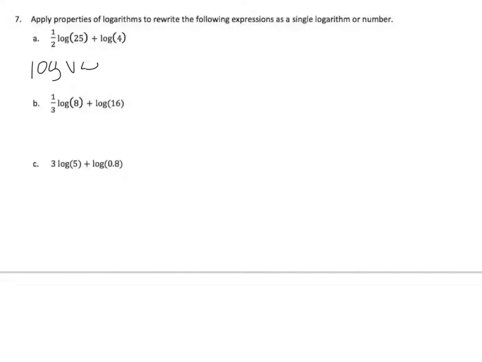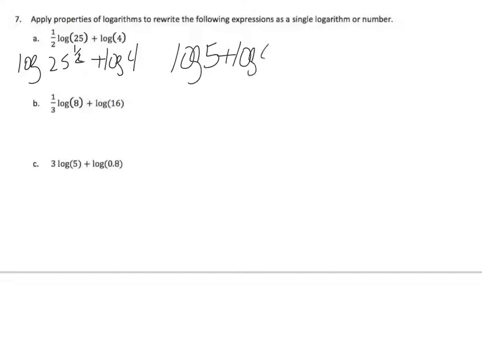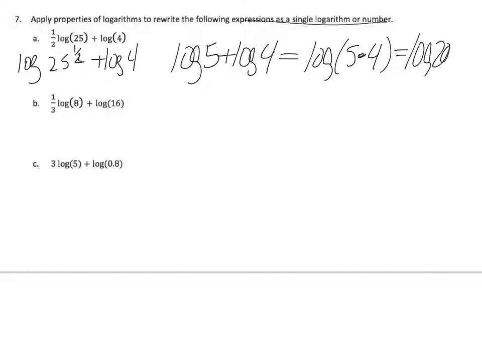So this is the same as log of the square root of 25. Well, let's do this. Let's write out all the steps this first time. Log of 25 raised to the 1/2 plus log of 4. 25 raised to the 1/2 is 5, so log of 5 plus log of 4. That equals log of 5 times 4, which equals log of 20. And that is my answer here, log 20. And it says single logarithm or number. I'm at log 20, so I'm good.